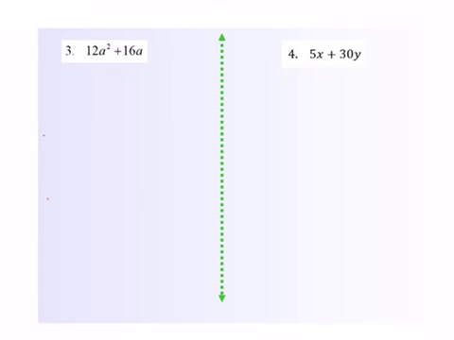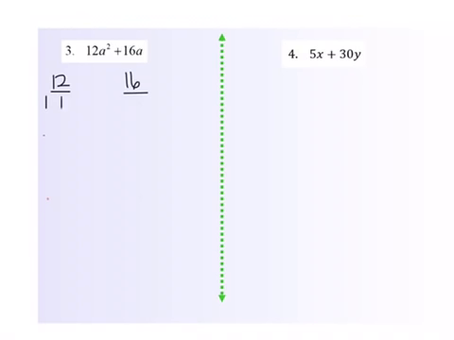So let's look at our first example here. We have 12a squared plus 16a. First of all, I want to figure out what number do both of these things have in common. To do that, I'm going to make a factor tree for each number. Factor trees are what two numbers multiply to get to that number. So looking at 12, I always start with 1.